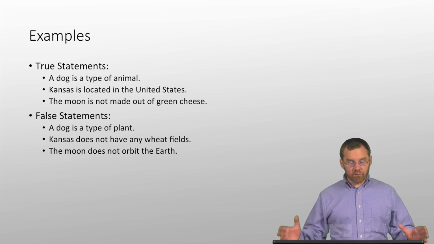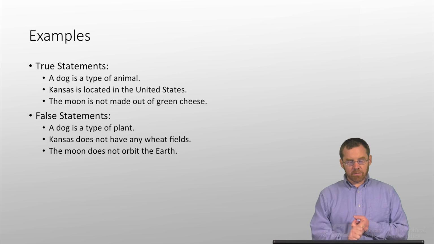Here are some clearly false statements. A dog is a type of plant. Kansas does not have any wheat fields. And the moon does not orbit the Earth. Again, if you know anything about animal science, geography, and astronomy, you know that all those statements are false.